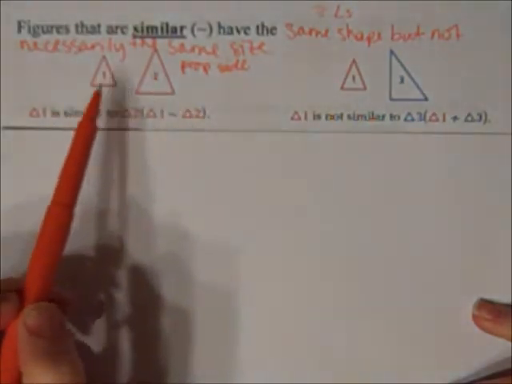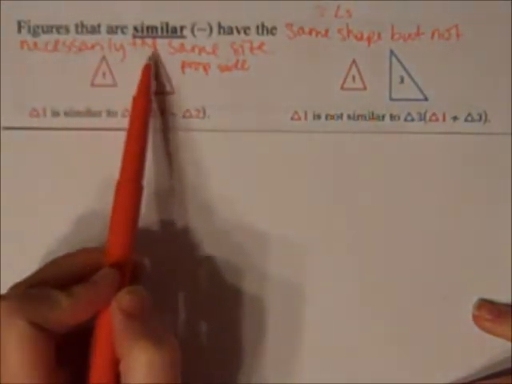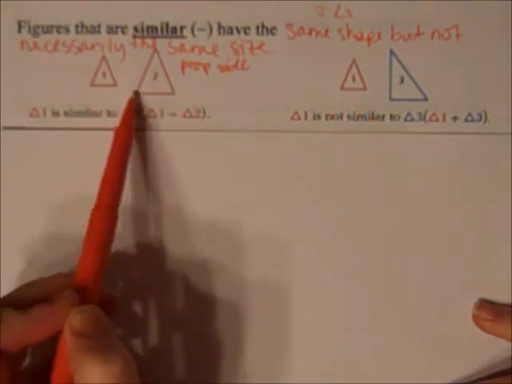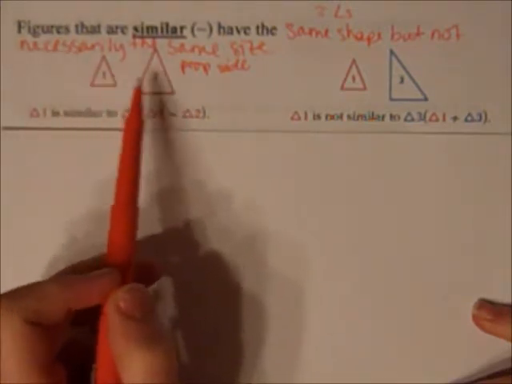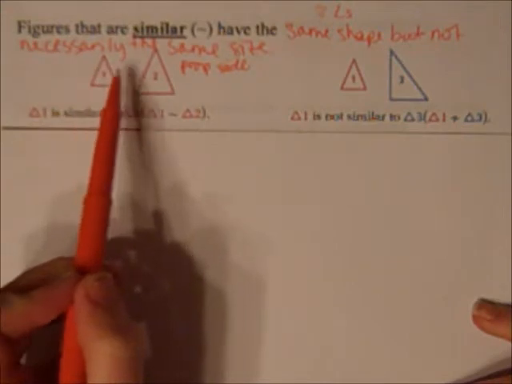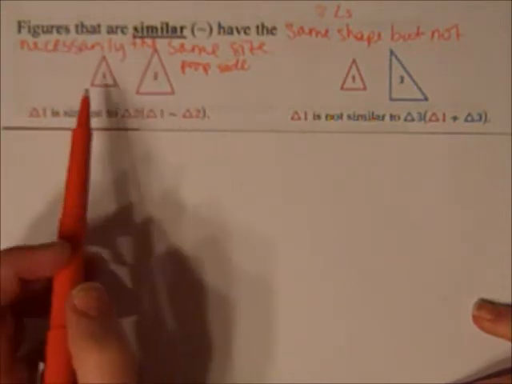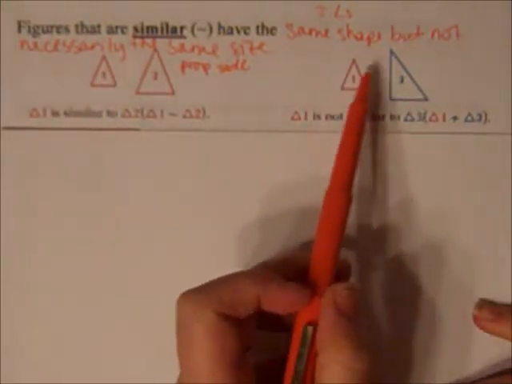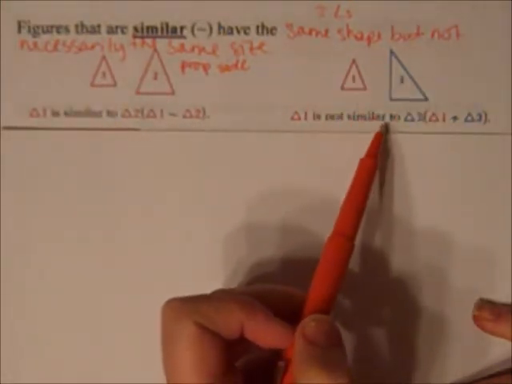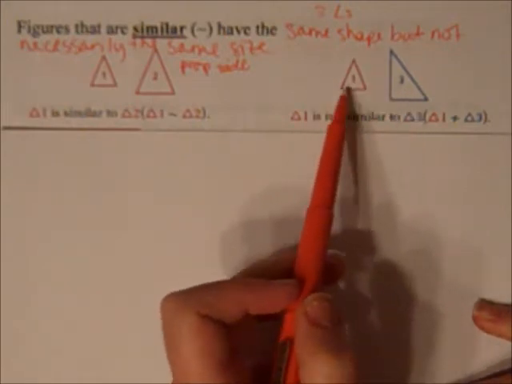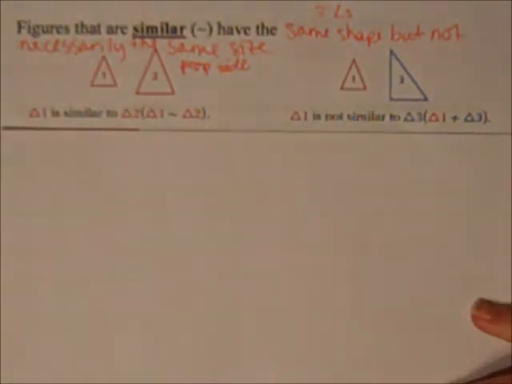So here we have an example. These two angles are corresponding, so they're going to be congruent. These two angles are going to be congruent. These two angles are going to be congruent. And then the sides are going to be proportional. If this is 3 and this is 6, and then if this is 2, this is 4, and on and on. Okay, these are not similar, 1 and 3, because their angles are not congruent. You can tell this angle here and this angle here are not equal, so they are not the same shape, so they are not similar.